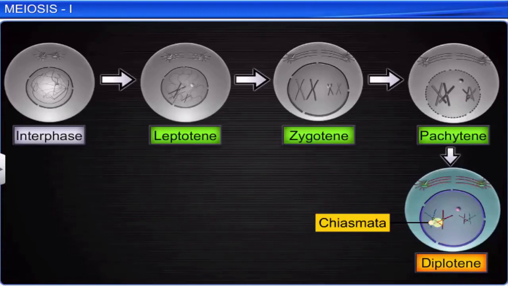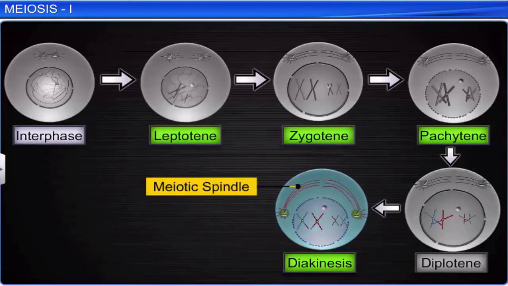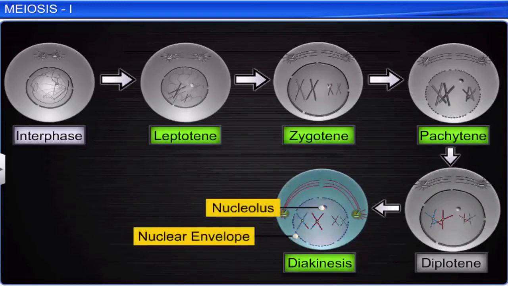The final stage in prophase 1 is diakinesis, during which the chiasmata terminates. Moreover, the chromosomes fully condense and become clearly visible, while the meiotic spindle assembles and prepares the homologous chromosomes for separation. This stage represents the transition to metaphase 1 and ends with the disappearance of the nucleolus and disintegration of the nuclear envelope.